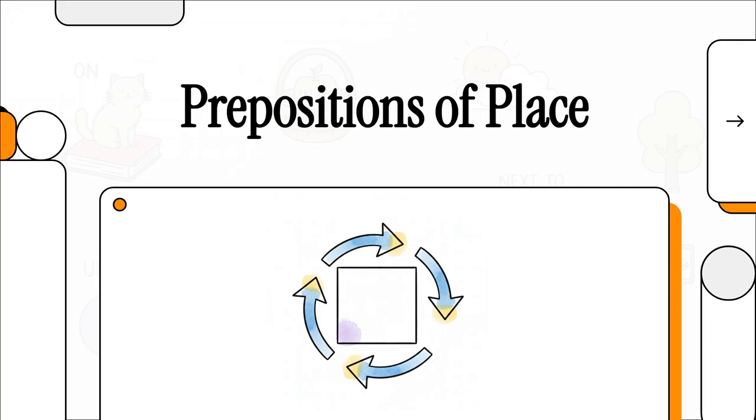Have you ever been trying to explain where something is and just got stuck? You know, words like in, on, and under. They seem so simple, but they're absolutely key to describing the world around us. Today, we're going to master these essential building blocks of location in English, prepositions of place.